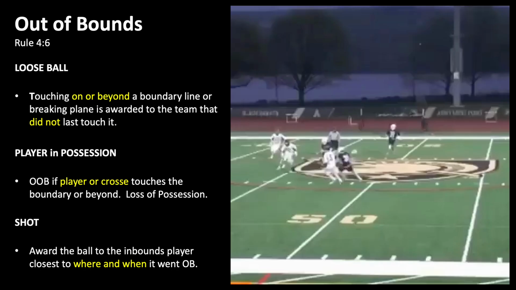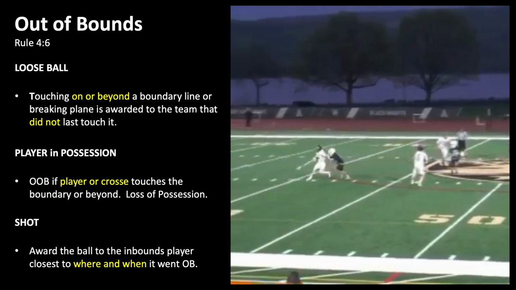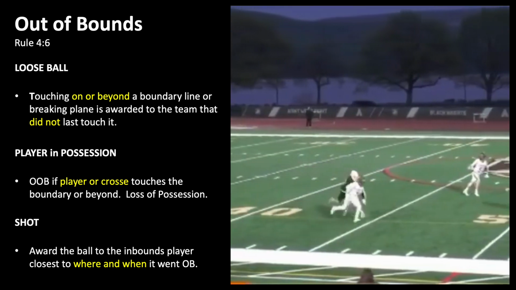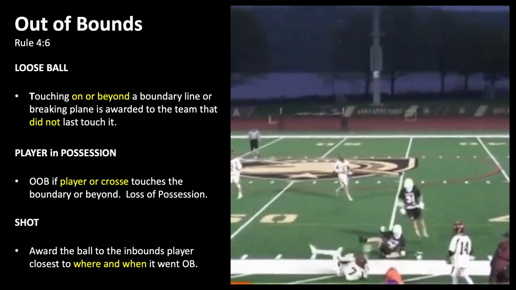All right, so remember, out of bounds is one of our key definitions. This is Rule 4.6, right? So we've got a loose ball that is touching on or beyond a boundary line or breaking a plane is awarded to the team that did not last touch it. Think basketball. A player in possession is out of bounds if the player or crosse touches the boundary or beyond.